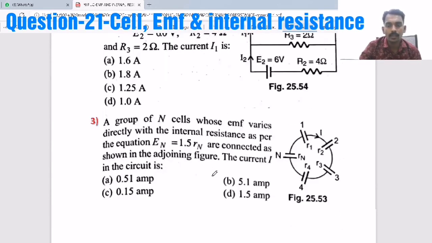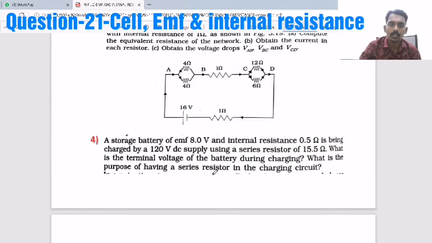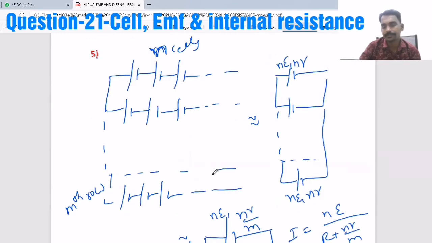Now based on the same thing I have given practice questions. Also there are 4 questions based on NCERT. So try to solve each and every question.